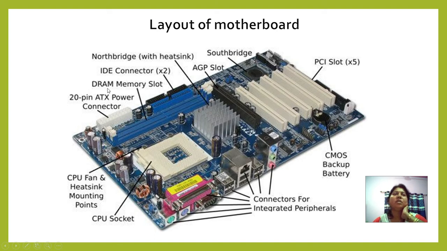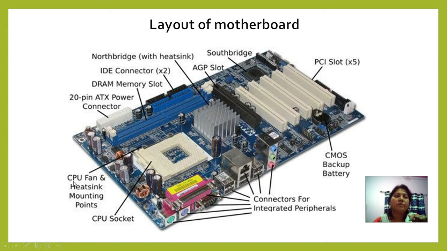Then next is your RAM slot. This one is called the memory slot or RAM slot. Now it has 2 slots; in some systems it may have 4 slots also. Then the ATX power connector. ATX power connector means what? Through your power supply, one connector should be attached here only. The power supply passes the power to the motherboard, so the cable is attached here, and this is called your ATX power connector port.